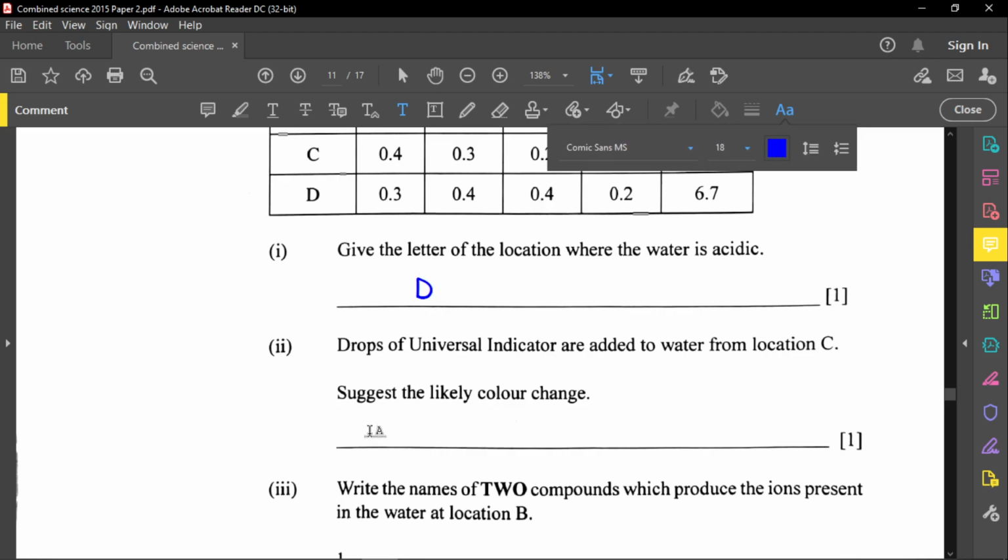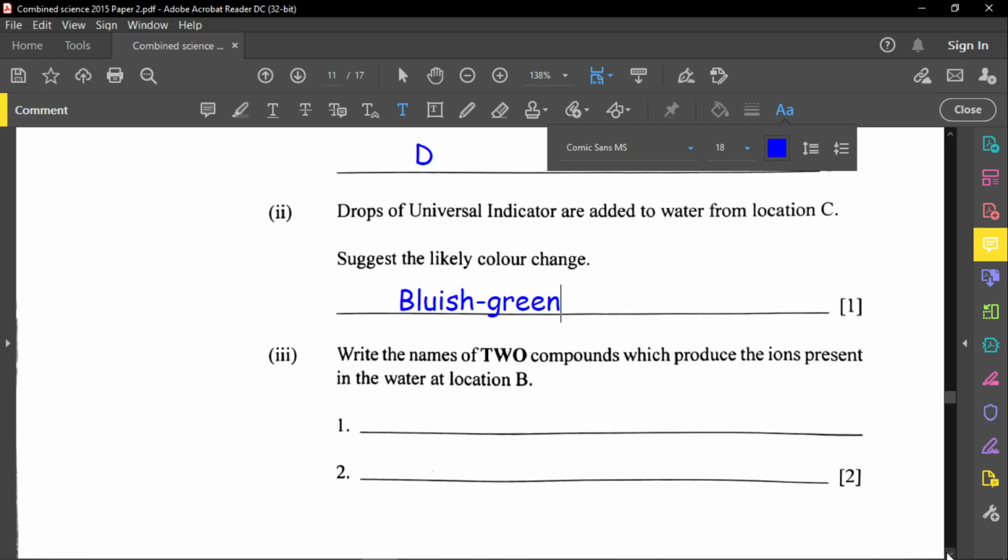So if it's 8, you'll see something close to blue. It's kind of bluish green, really, because it's going onto the base, because neutral tends to be green. So let's say bluish green. Okay. So moving from blue into green. So it's bluish green.